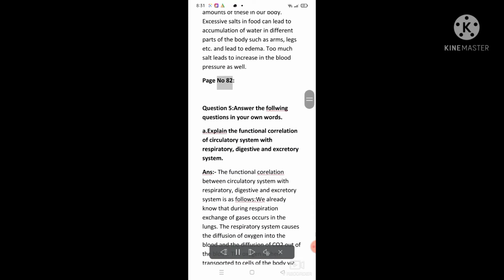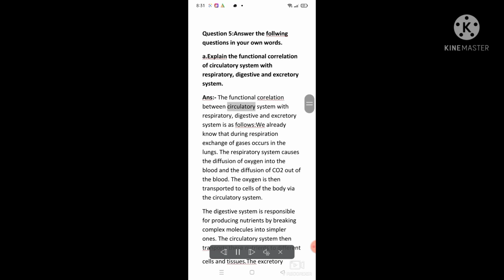Page number 82. Question 5. Answer the following questions in your own words. A. Explain the functional correlation of circulatory system with respiratory, digestive, and excretory system. Ans. The functional correlation between circulatory system with respiratory, digestive, and excretory system is as follows.